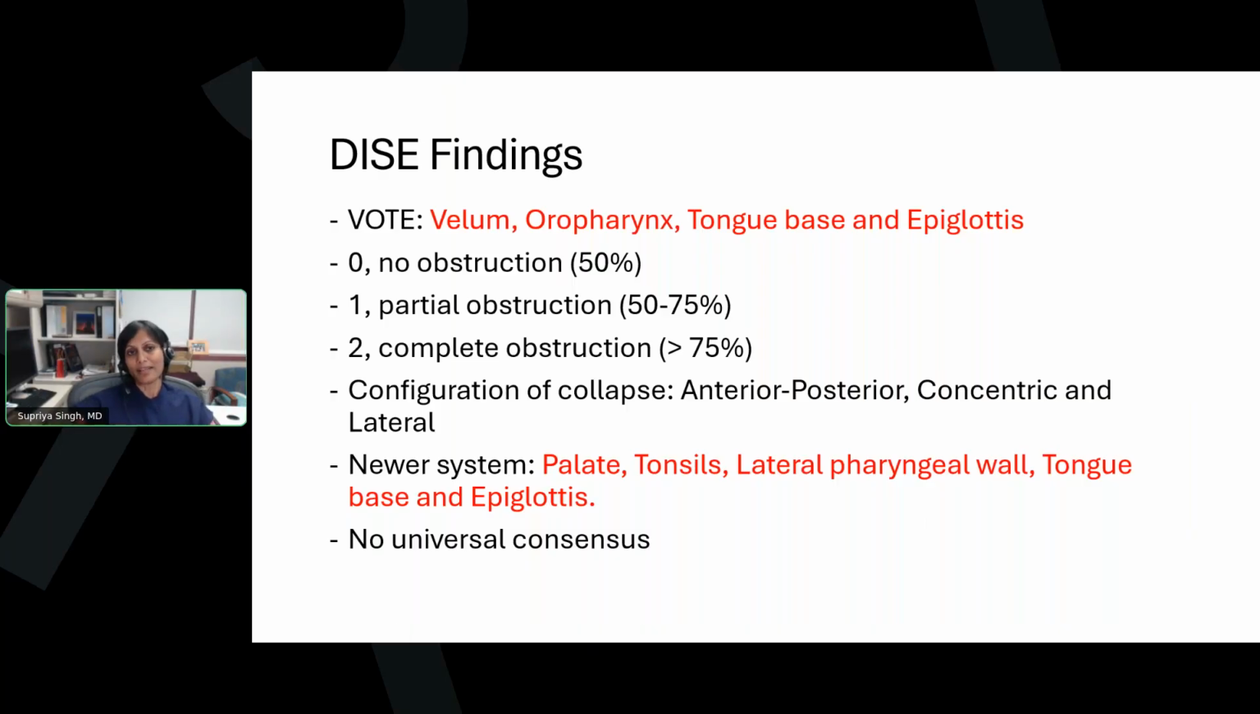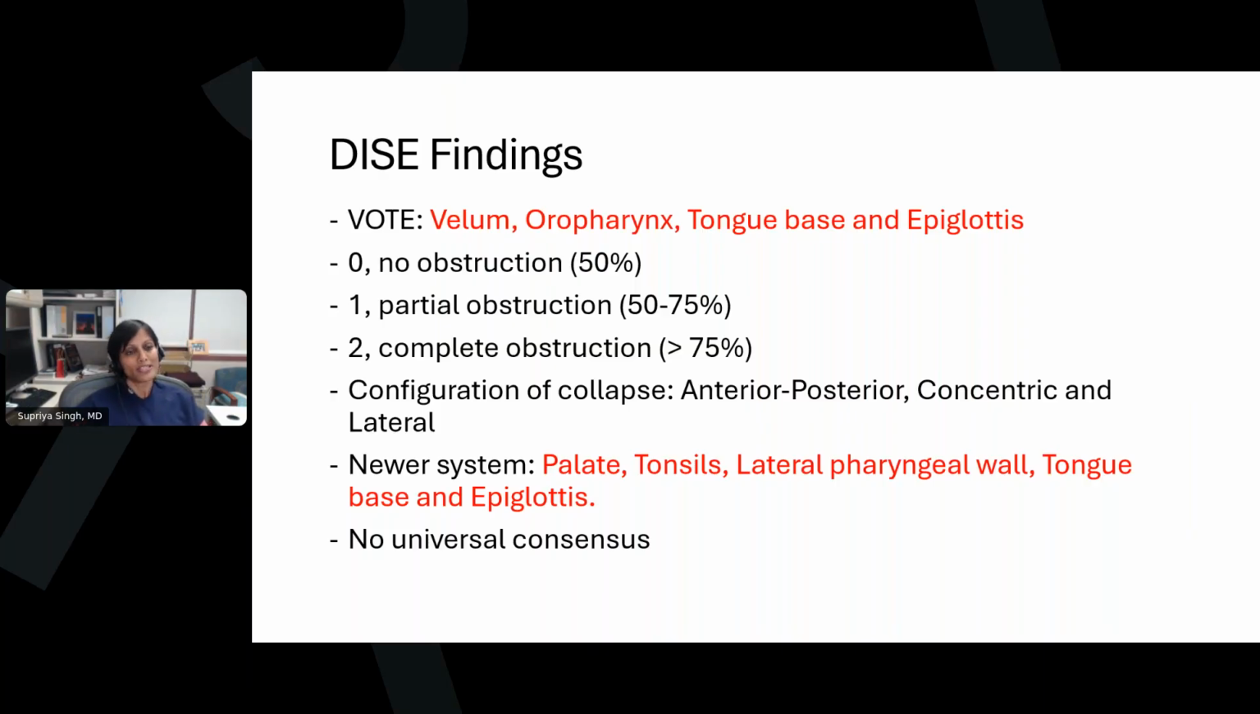So the typical DISE findings that we are looking at, once again, are the VOTE, which is velum, oropharynx, tongue base, and epiglottis. Simultaneously, we're looking for the tonsils and the lateral pharyngeal wall collapse as well. We define it on the basis of the obstruction that we see. So 0 is no obstruction, 1 is partial, and then 2 is complete obstruction. We also like to know what is the configuration of the collapse? Is it anterior posterior, or is it circumferential concentric, or is it a lateral collapse?